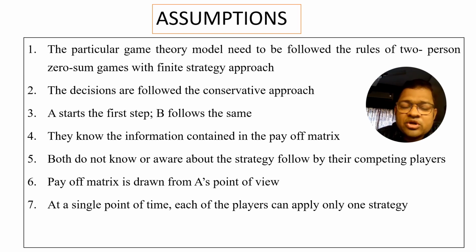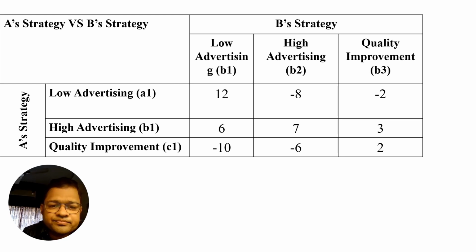The payoff matrix is drawn from A's point of view. Suppose there is a 12 market share gain, it means A will gain 12 market share and B will lose 12 market share. Everything will be read from the perspective of A only. At a single point in time, each of the players can apply only one strategy. Though you have a finite number of strategies, at a particular time period you apply only one strategy. These are some of the assumptions to handle the particular model in game theory. Let's see how you can solve this.